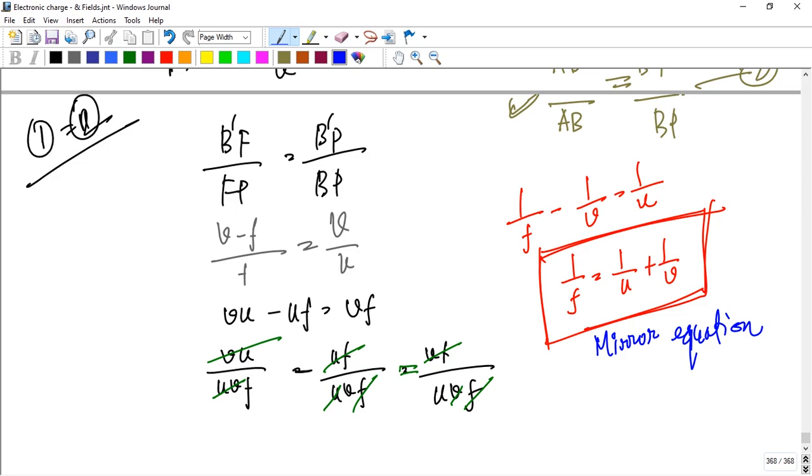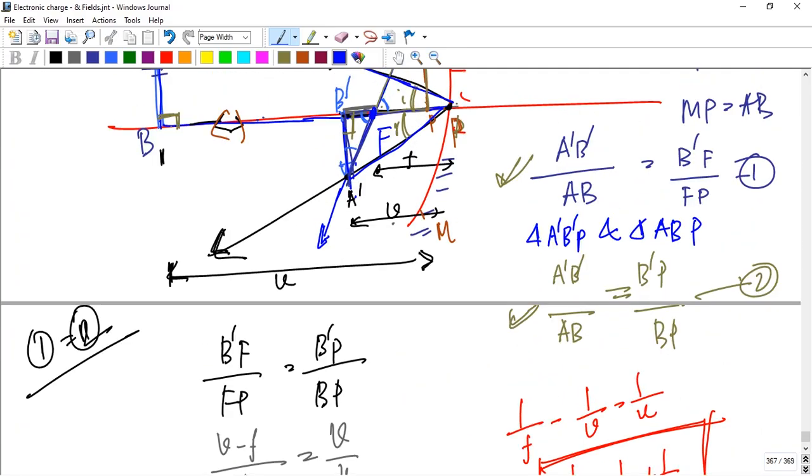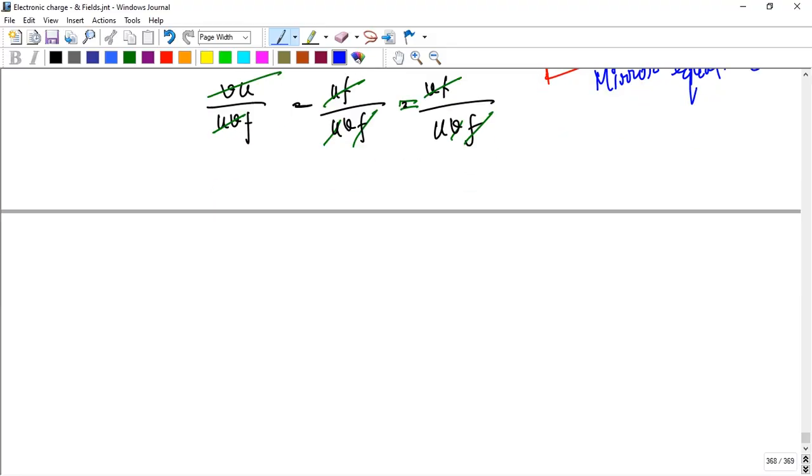Okay, this is called the mirror equation. Clear? And you see that another term is called magnification. So what is magnification?